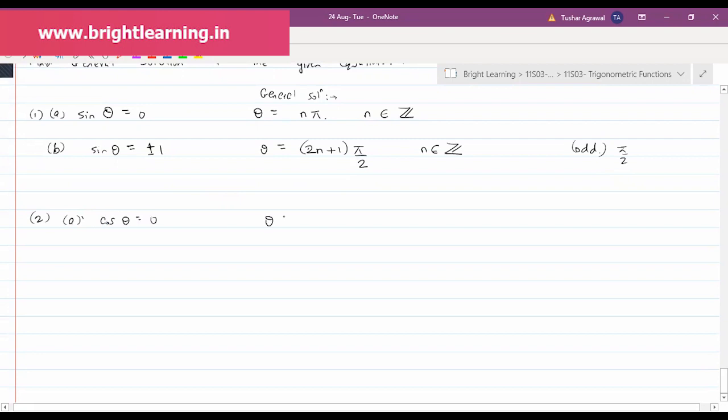Cos theta is equal to 0. Theta is equal to, just 5 minutes more. Cos theta is equal to 0. So on the y-axis I want, so any y-axis, positive or negative. So odd multiple of pi by 2. Second, cos theta is equal to 1. And let's say for this here, cos theta is equal to minus 2.